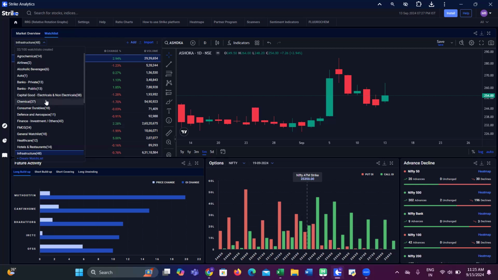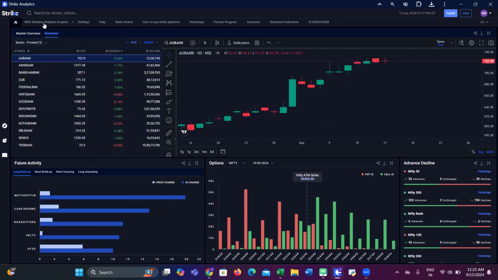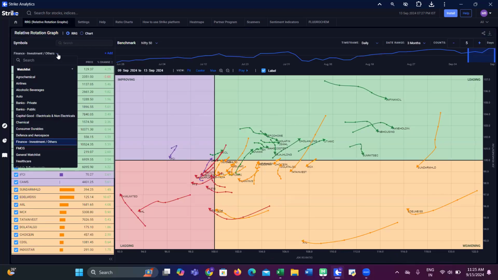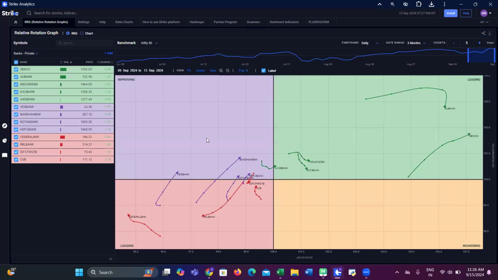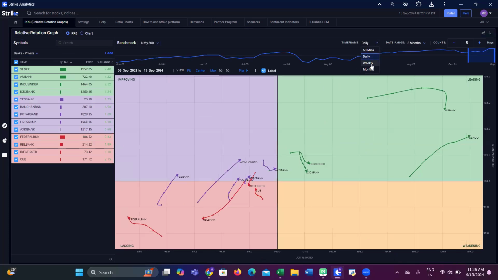In the financials, I think we have three categories. So we'll look at banks, Nifty private. So let's go to the RRG chart. And on the RRG chart, let's look at the banks, private banks, and then we'll look at the other things as well. So first thing first, set the benchmark to Nifty 500, and the time frame should be weekly.